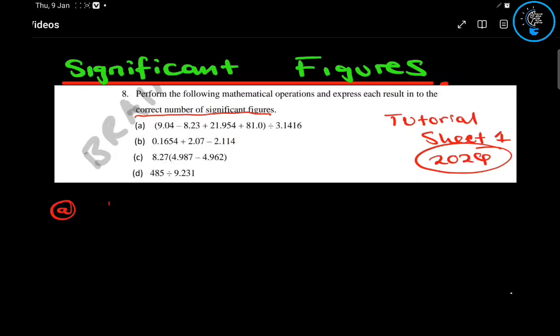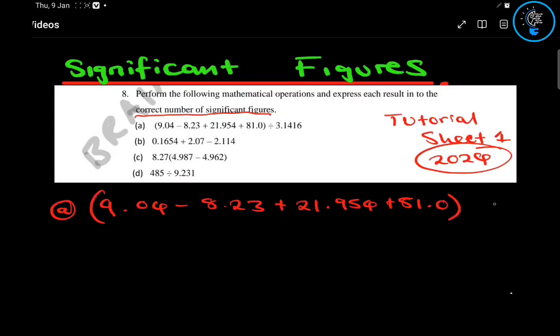Okay, so we are given A, it's 9.04 minus 8.23 plus 21.954 plus 81.0. And we need to divide that by 3.1416. Okay, so in this question, what we're going to do, we are going to consider BODMAS, though I prefer using what I like calling PEDMAS.